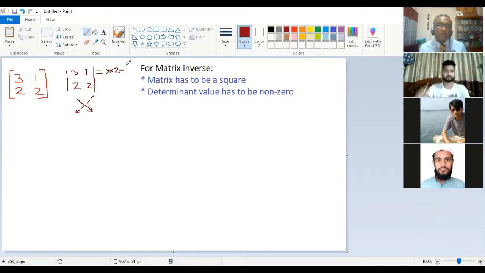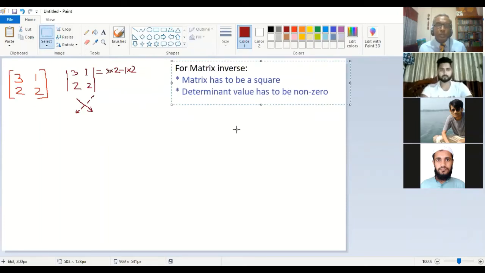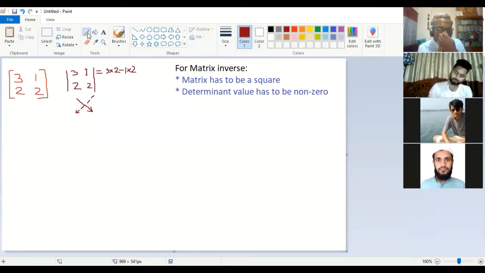No. The matrix is given so that you will find out the inverse of that matrix. I mean, one matrix is already given, and they are asking you to find out the inverse of that matrix. So if you want to find out the inverse of that matrix, you need to know what is the determinant of that matrix. So you will just write down the same numbers, and then find out this value. So the value of the determinant in this case will be 6 minus 2, 4.